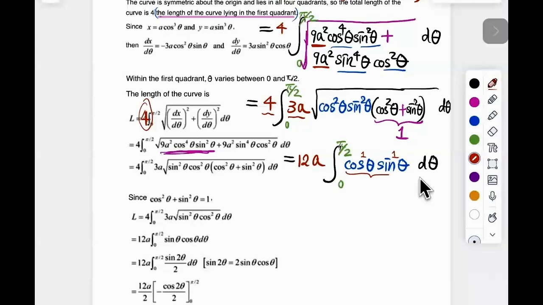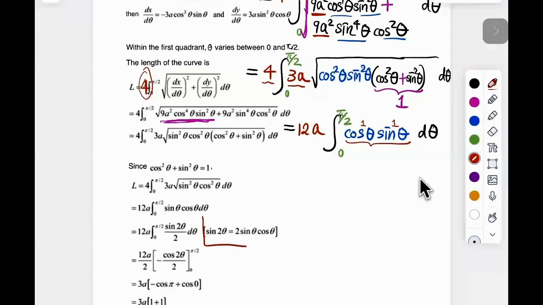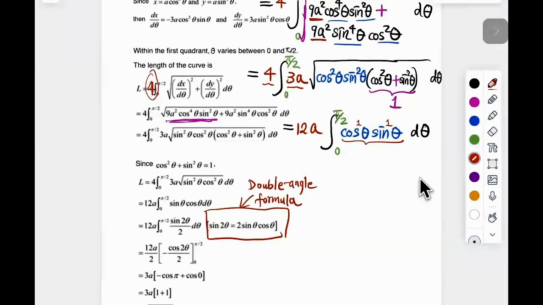Remember, this kind of reminds you of the double angle formula, right? Do you remember the double angle formula? It is this. Sine of 2 theta is 2 sine theta cosine theta. So this actually becomes what? According to this double angle formula, this is half of it, right? So this will be 1/2 sine of what? 2 theta. Yes, very good.